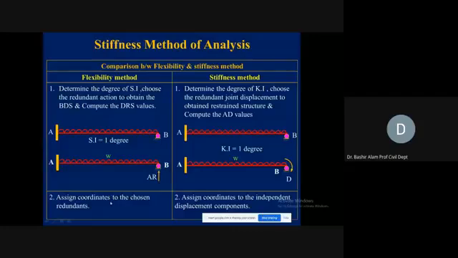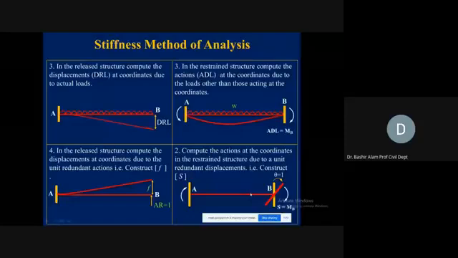Second step, now we assign coordinates to the chosen redundant. ये आपके coordinates हो गए R1, R2 जो भी जितने भी आ रहे हैं. यहाँ पे क्या है D जो है ना आपने लेबल कर. After this now आपका AD matrix जो है वो generate हो गया. After this now we expose or we subject the basic determinate structure to the actual loads.